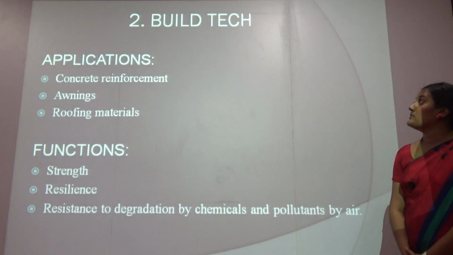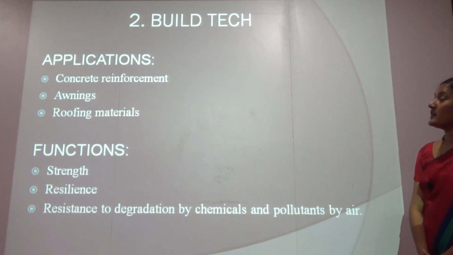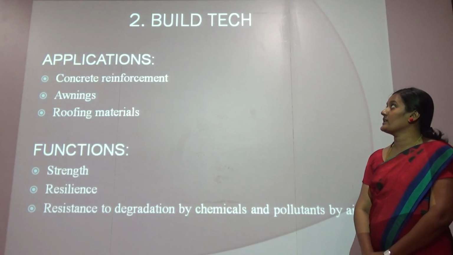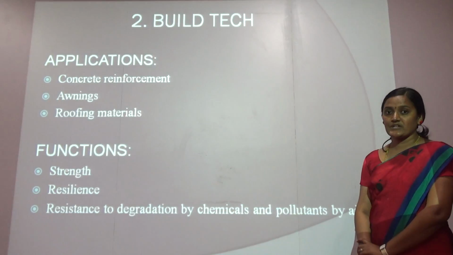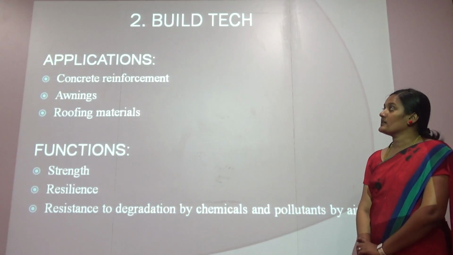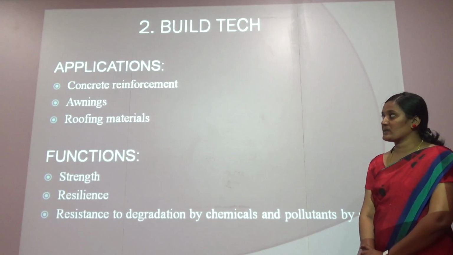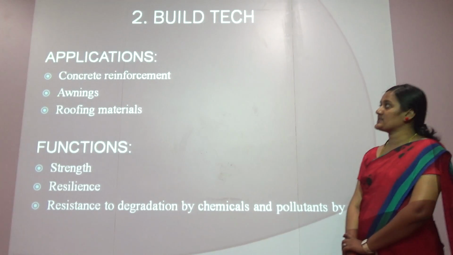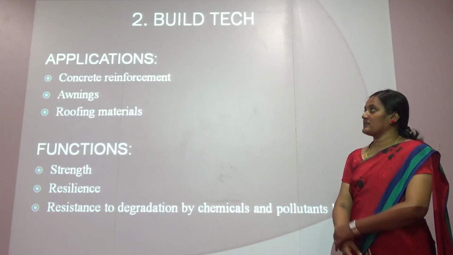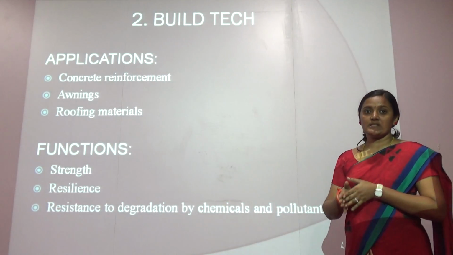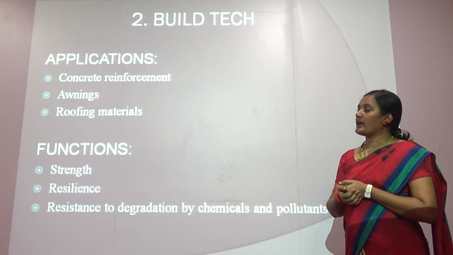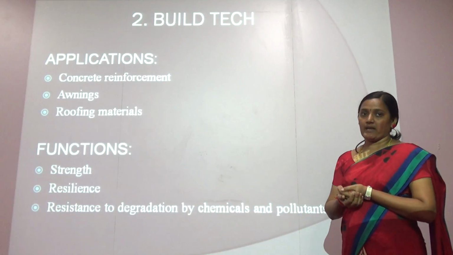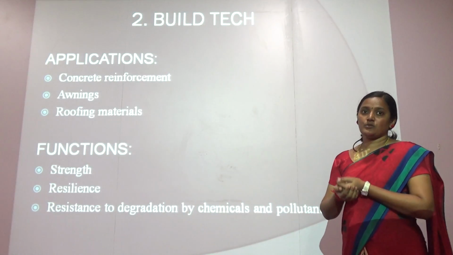Second, here comes the build-tech. This is also called building textiles. Here the textile materials are used in the field of construction and architecture. Its applications are concrete reinforcement, awnings and roofing materials. Concrete reinforcement is nothing but laying the textile materials in the buildings to arrest leakage, and awnings are the roofing materials which we can see in parking areas, and roofing materials are similar to awnings.